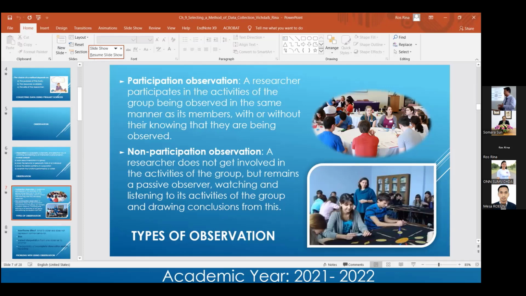Non-participant observation means that a researcher does not get involved in the activity of the group, but remains a passive observer, watching and listening to the activity of the group and drawing conclusions from this.